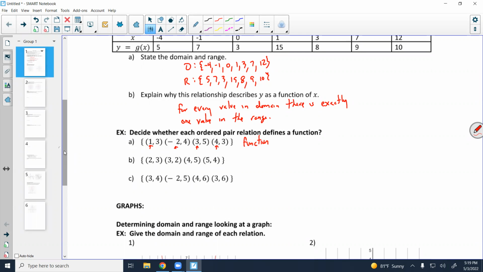Now again, let's look here. Is this a function? 2 gives me 3. 3 gives me 2. That's fine. 4 gives me 5, and 5 gives me 4. Yes, this is a function. Okay, what about this one? 3 gives me 4. -2 gives me 5. 4 gives me 6. 3 gives me 6. So looking at this and this, I have two different y values for the x value of 3. So not a function.